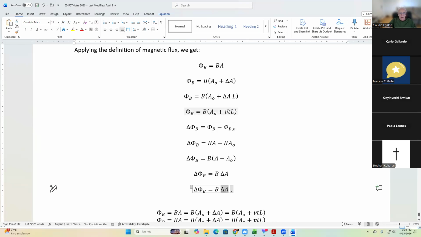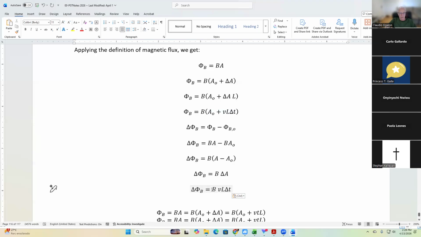Not VTL, sorry, there's a mistake here, okay? It is VL delta T. We gotta put delta T, which is the amount of time that went by since the beginning, okay? So here go VL delta T. So that's what the change in the magnetic flux looks like.